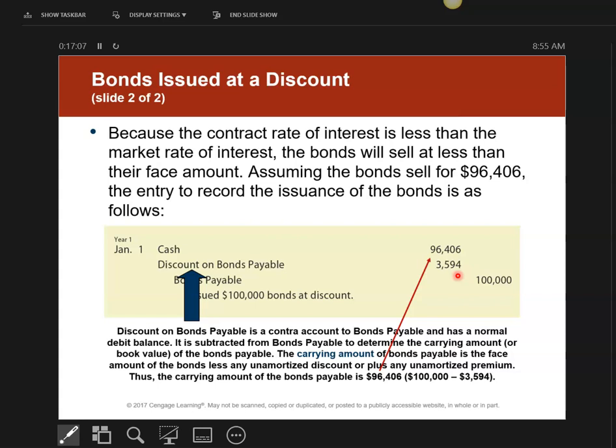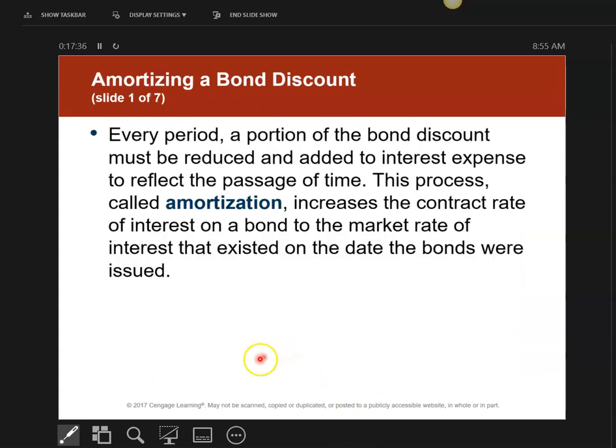So the carrying amount, remember in equipment we had the book value of the equipment, we had the equipment minus the accumulated depreciation. This is the same thing. It's the bonds payable minus the discount on bonds payable. It's called the carrying amount. So the carrying amount of my bonds right now is $96,406. At the end of 5 years, the carrying amount has to equal the $100,000. And in order to do that, we have to amortize it over a period of time.